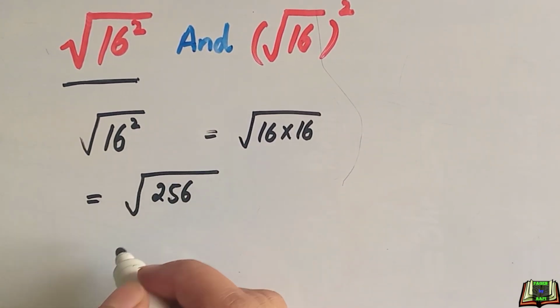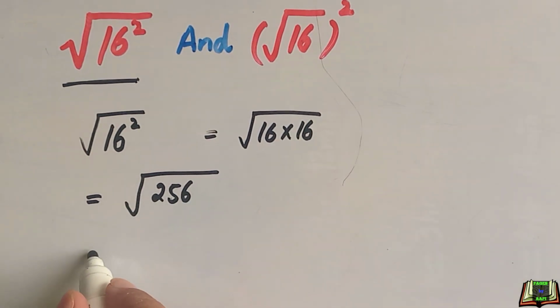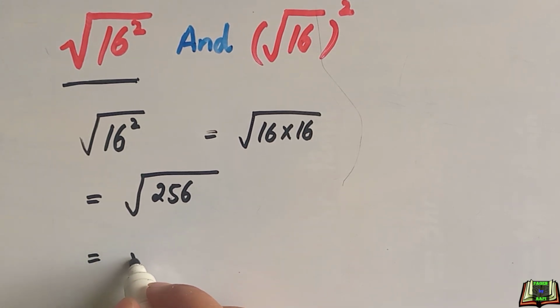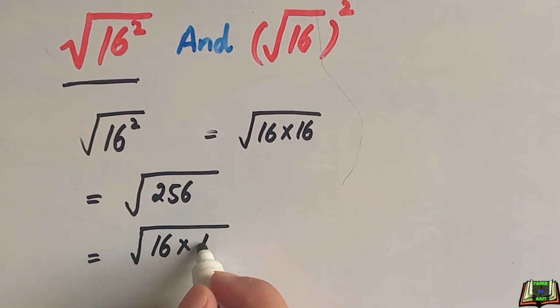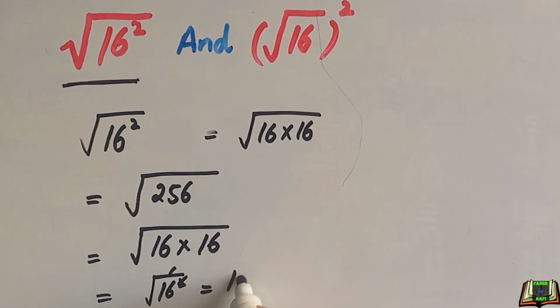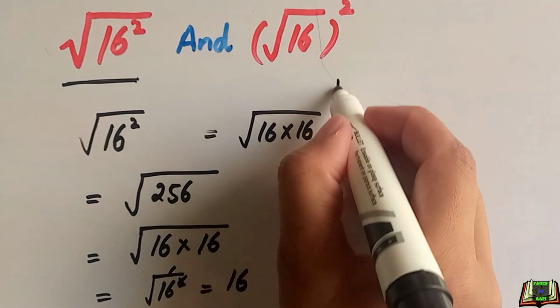Now we are going to solve square root of 256. Square root of 256 means the number times itself is equal to 256. So that number which times itself is 256 is 16. 16 times 16 is equal to 256. This is equal to 16 square. Square and root cancel out. We got the answer 16. So square root of 16 square is equal to 16.